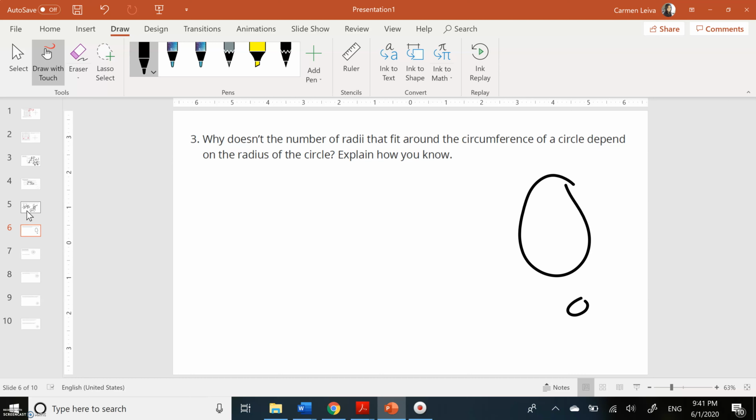The reason is because all circles are similar. When the radius is scaled, the circumference scales by the same factor. So the number of radii that fit around the circle does not change. So that's that really.